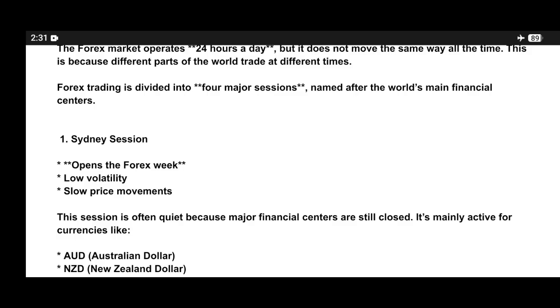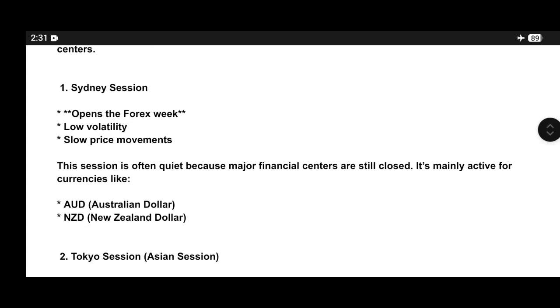Number one, the Sydney session. It opens the forex week with low volatility and slow price movement. This session is often quiet because major financial centers are still closed. It is mainly active for currencies like the Australian dollar and the New Zealand dollar.